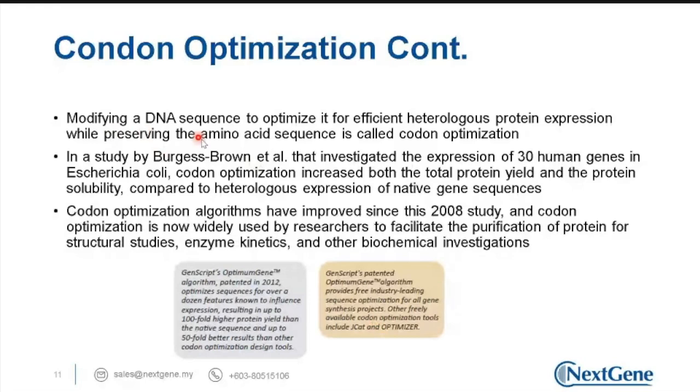So therefore, codon optimization is modifying a DNA sequence to optimize it for efficient protein expression, at the same time preserving the amino acid sequence.